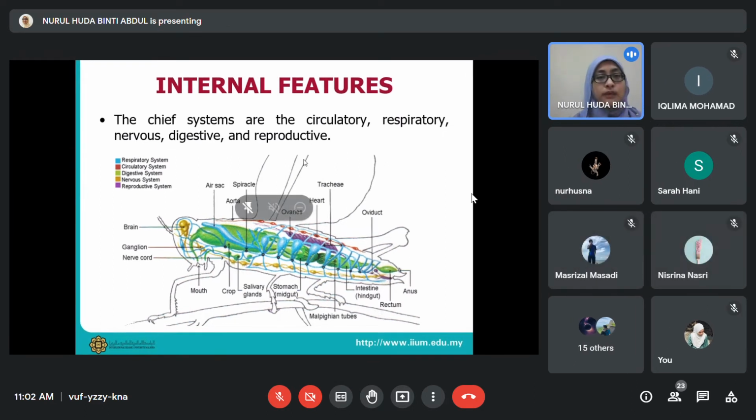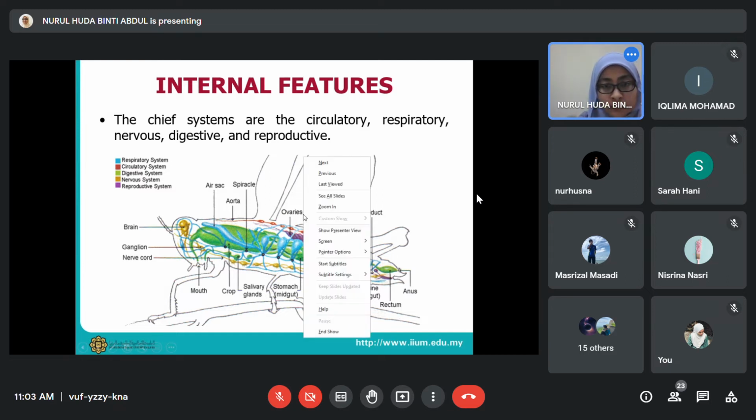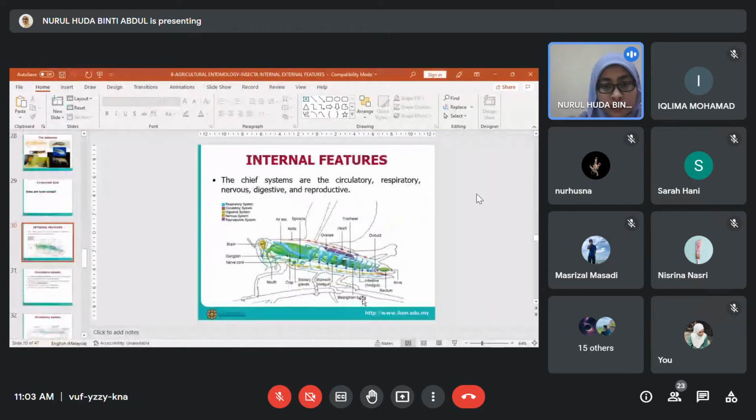Okay, so before we go to internal features, let's rest for 15 minutes. Try to digest what you can digest. You can ask questions during this time. So is there any question? You can ask now. Anything that you want to ask related to insects? It does not necessarily have to be related to what we saw earlier. You can ask anything. No question?